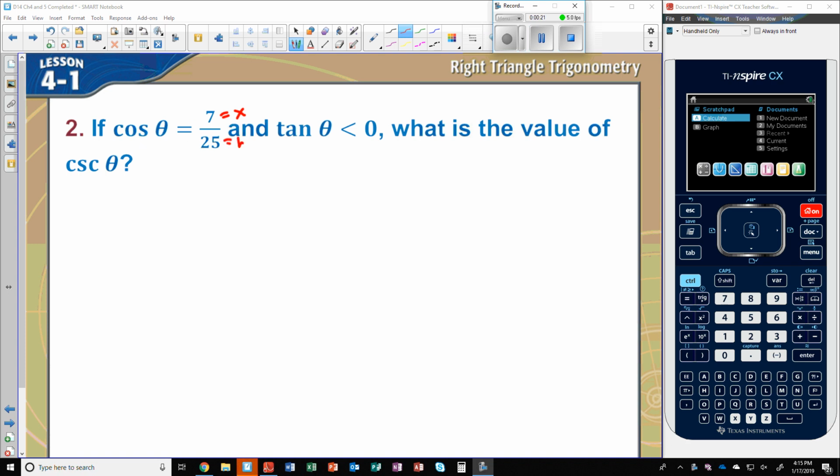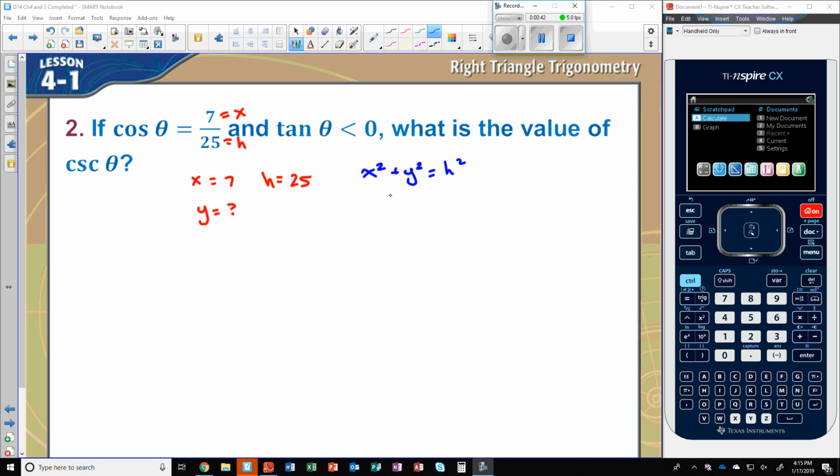So this is the hypotenuse here. So really we have this relationship. We know that x equals 7, h equals 25. What we do not know is what is our y value. That is the question. And we can use the Pythagorean theorem to solve for this. So you'd say that x squared plus y squared equals h squared. That's the form a squared plus b squared equals c squared.